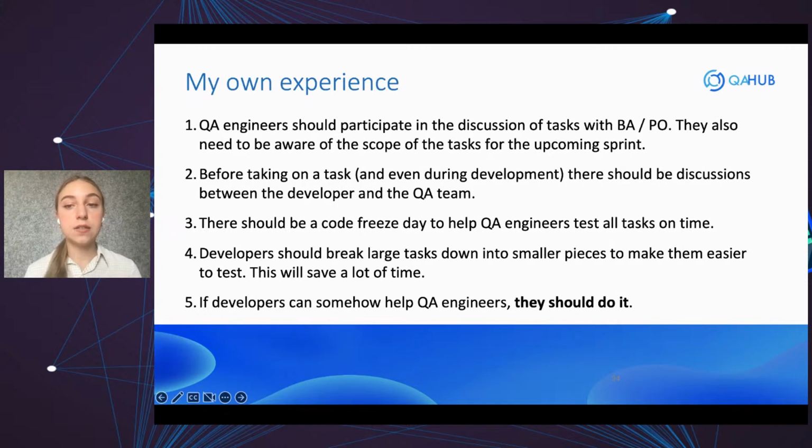I also think that it is a good practice to break large tasks down into smaller pieces to make them easier to test. This will save a lot of time because developers and the QA team can work in parallel. And last but not least, in my view, if developers can somehow help QA engineers, they should do it. I know that it sounds a bit obvious, but what I mean is it's great to be in touch with your QA engineer. Discuss your tasks, discuss your solutions and implementations together.